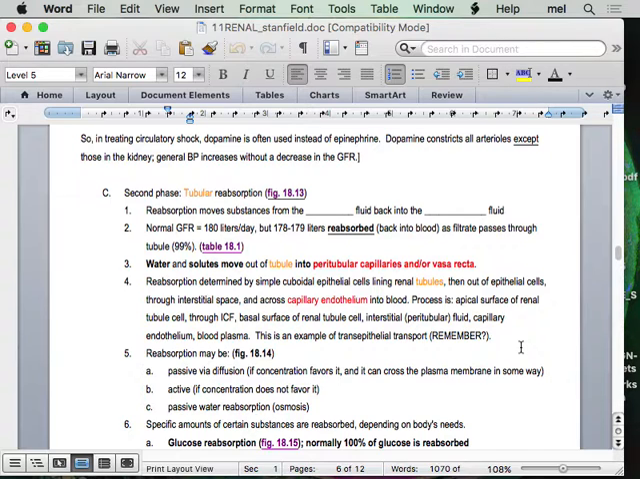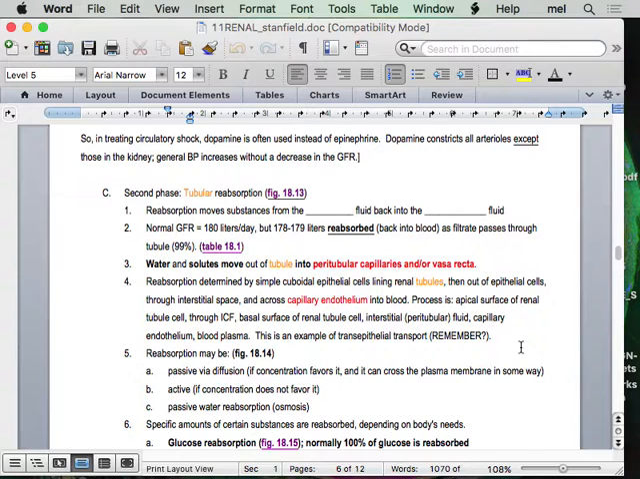So let's talk about what reabsorption does. Reabsorption is moving substances from what fluid back to what fluid? Urine back to blood, exactly. And so the normal GFR in liters is about 180 liters per day. That is a boatload. But you usually reabsorb 178 to 179 of those liters.